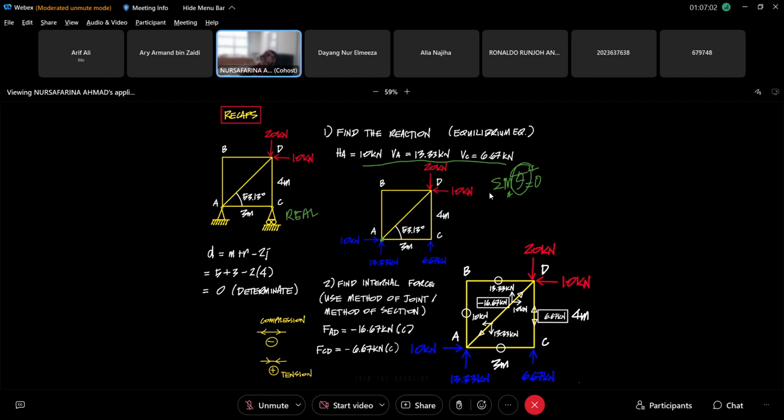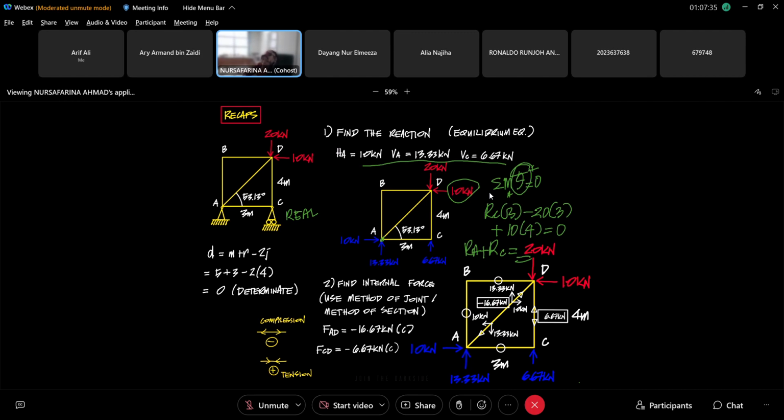So taking moment at A, you akan dapat RC times 3, minus 20 times 3 plus 10 times 4 equals 0. So you dapat RC, then you pakai lagi satu equation, Fx, Fy, RA plus RC, so you dapatlah nilai tersebut. HA is 10. Right? So that is how we calculate the reactions.